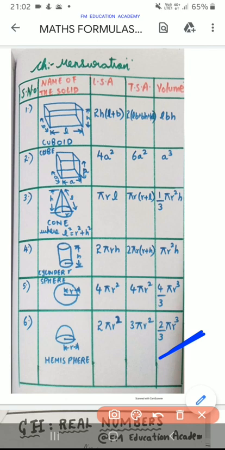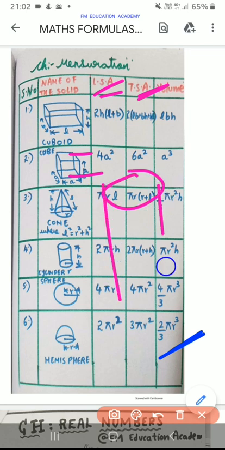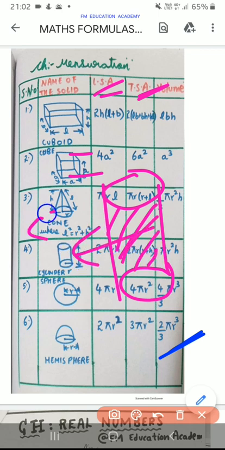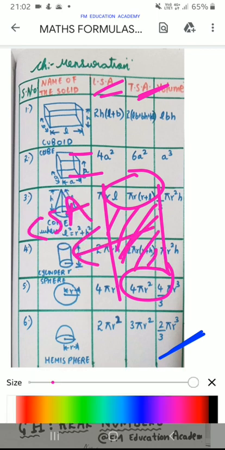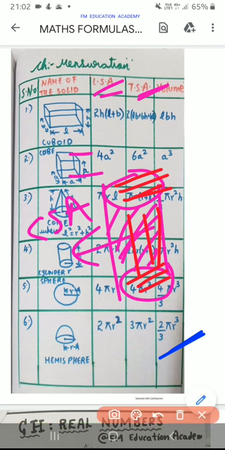Now, before ending this chapter's formulas, I would like to say that LSA is also called CSA. So in the exam, if it asks CSA, it is the same thing, which is called curved surface area. And what is total surface area? Area along with base is called total surface area. Take the example of cylinder. When I consider only this part, it is called CSA. And if I consider the total shape, that is both the bases as well as this part, then that is called TSA. Remember that. So read the question well, and whatever is asked, write accordingly in tomorrow's exam.